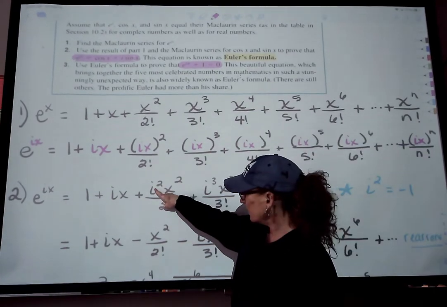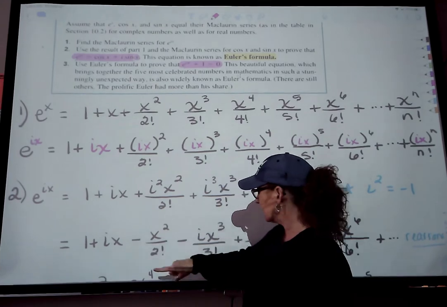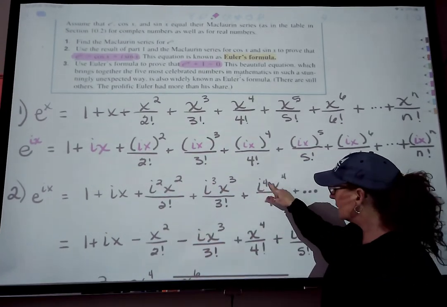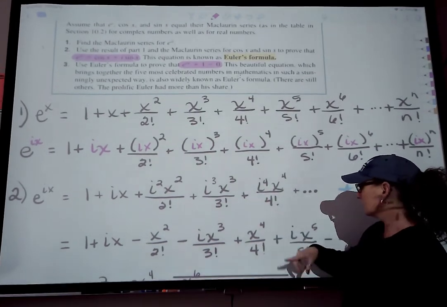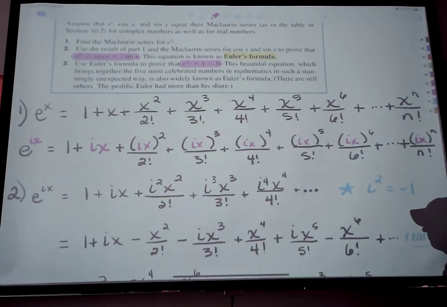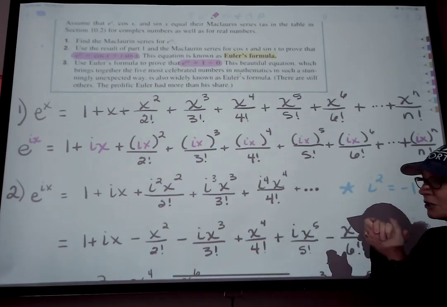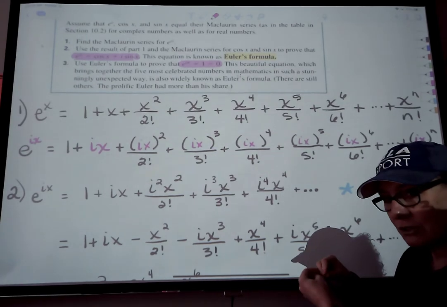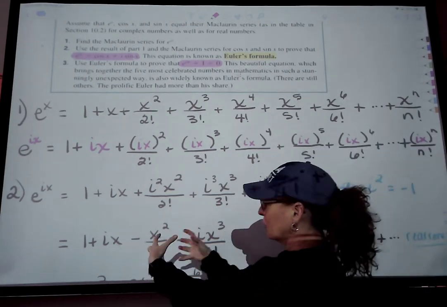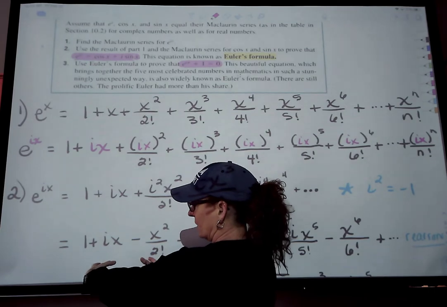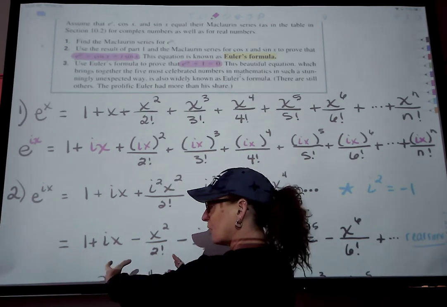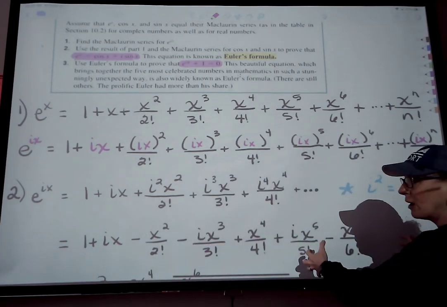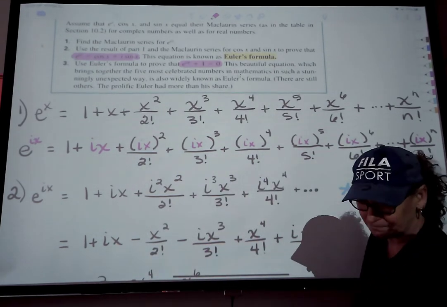Okay, so I replace that with a negative 1. That turns that term negative. Negative 1 and plain i to the first, positive, and so on. Now, notice, some of your terms have an i, some don't. So I'm going to rearrange. I'm going to group all of my terms together that don't have an i, closer to the equal sign. And over here, I'm going to group all of my terms together that do have an i.